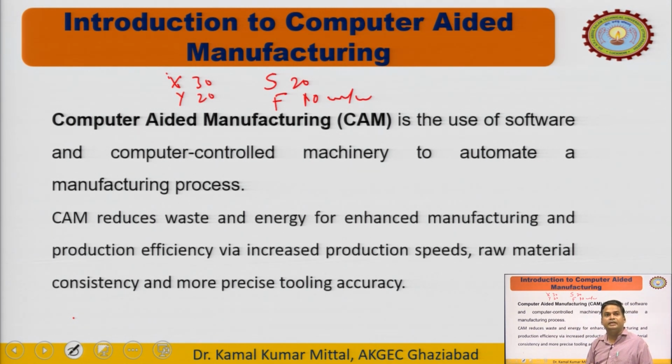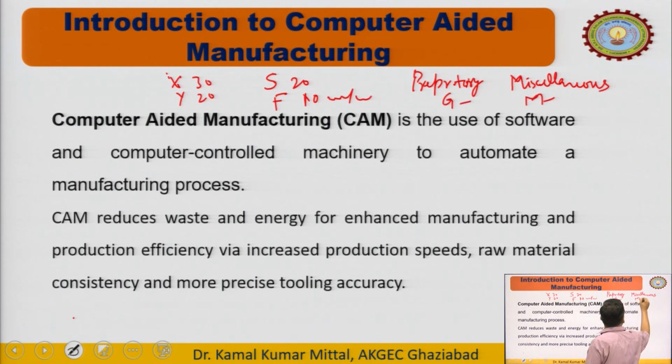Similarly, there are some preparatory codes and miscellaneous codes. These are called G code and these are called M code. So, preparatory codes are G code and miscellaneous codes are M code.